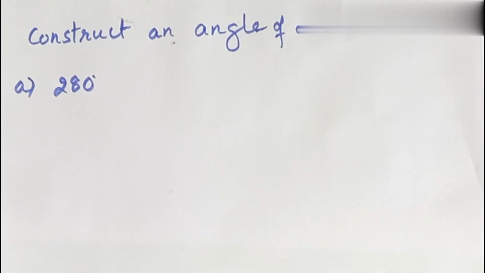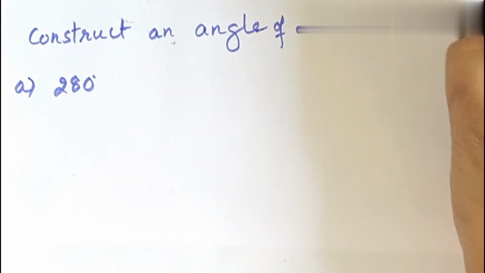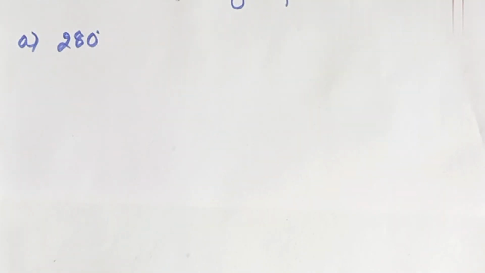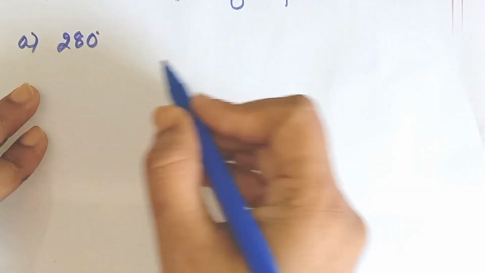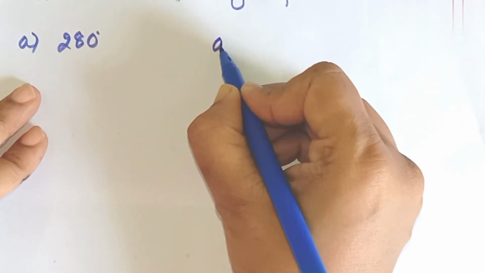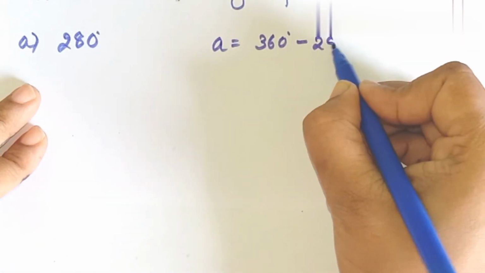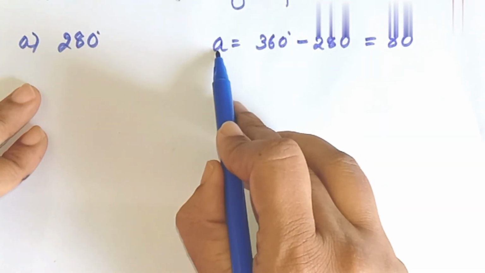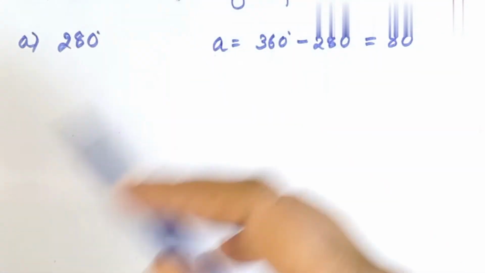So now friends, we are constructing an angle of 280 degree, which is a reflex angle. Here we have taken an example, say 280. Let us construct the angle. As I explained earlier, we find an angle A which is not required, which we are going to remove. So A is equal to 360 degree minus 280. When we subtract 280 degree, we get 80 degree. So to construct 280 degree, we will construct an angle A which is not required. So let us see.